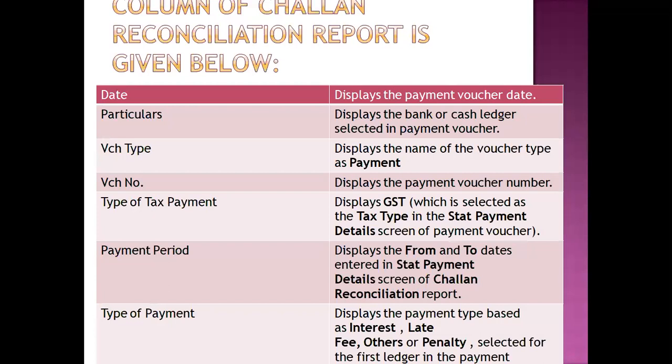Now, the columns of the Challan reconciliation report are given below. Particulars, what it contains. Date displays the payment voucher date. First is the date column. It will be the date of payment of the voucher. When you made the payment, which date you made the payment. In the particulars column, it will show you the bank or cash ledger, whether you paid through bank, through check, or by cash. Then voucher type.